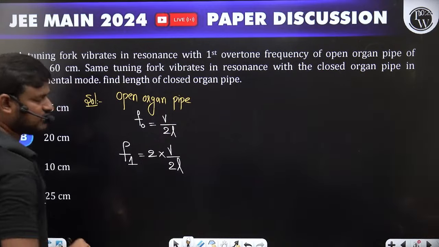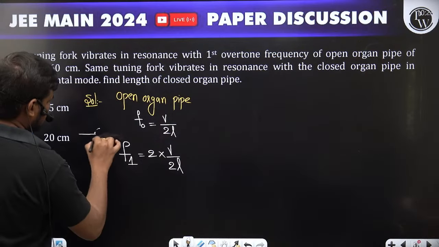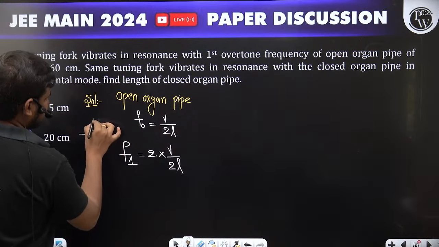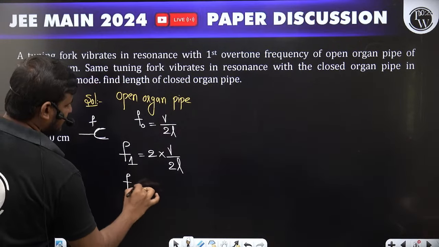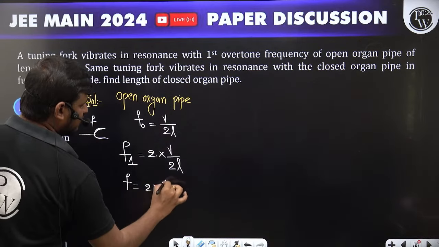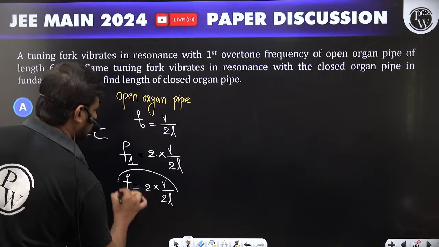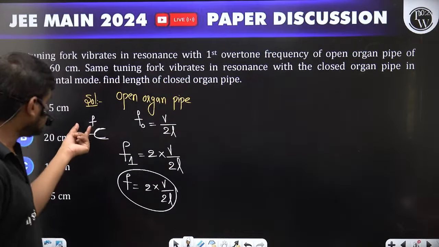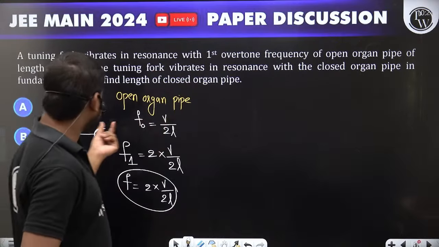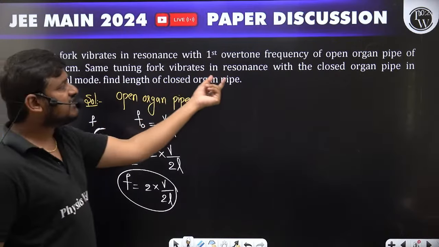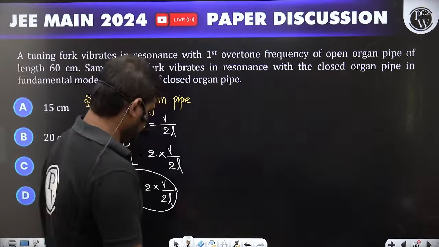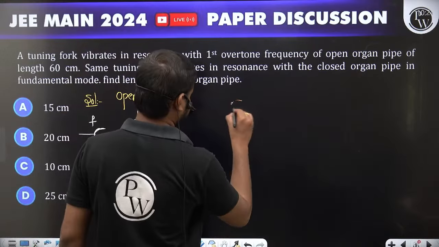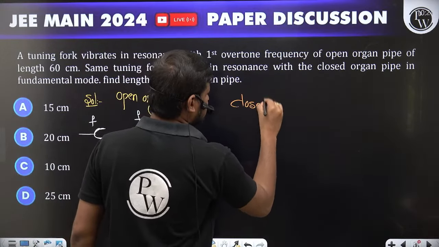Now let the tuning fork have the frequency f, where I am writing f as 2 into v by 2L. Now, the second scenario: the same tuning fork, having the same frequency f, is in resonance with the closed organ pipe. So let's take the closed organ pipe.